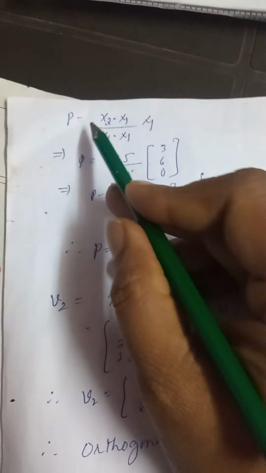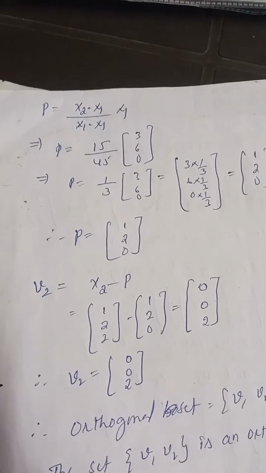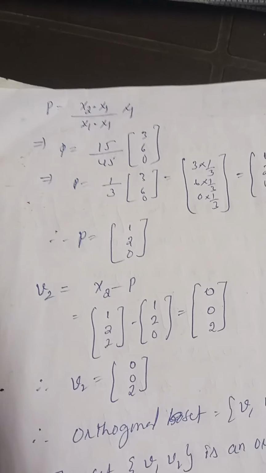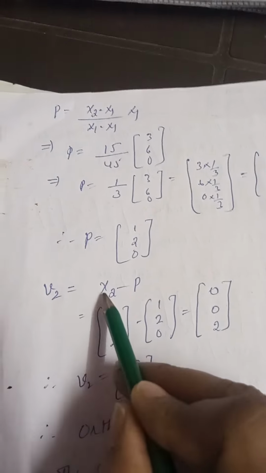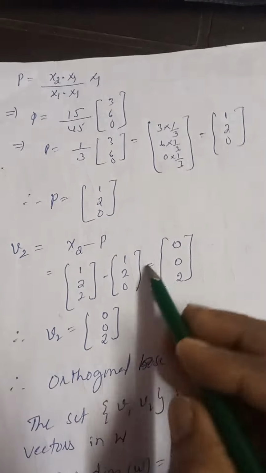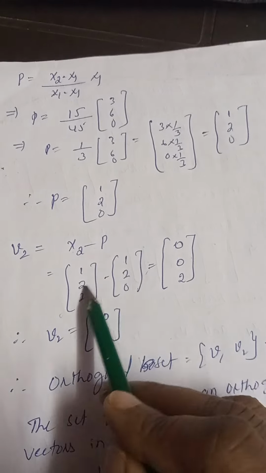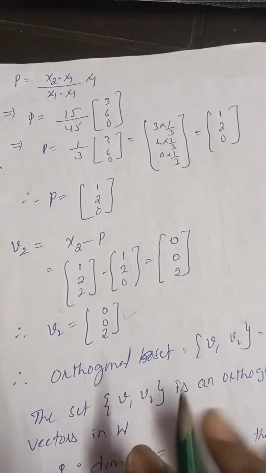I wrote p there. Now p is equal to x2 dot x1 by x1 dot x1 into x1. I am calculating separately. After getting p, I am calculating v2. v2 is equal to x2 minus p. Right? I am subtracting corresponding elements: 1 minus 1, 2 minus 2, 2 minus 0. This is 1. Therefore, v2 is equal to this one.